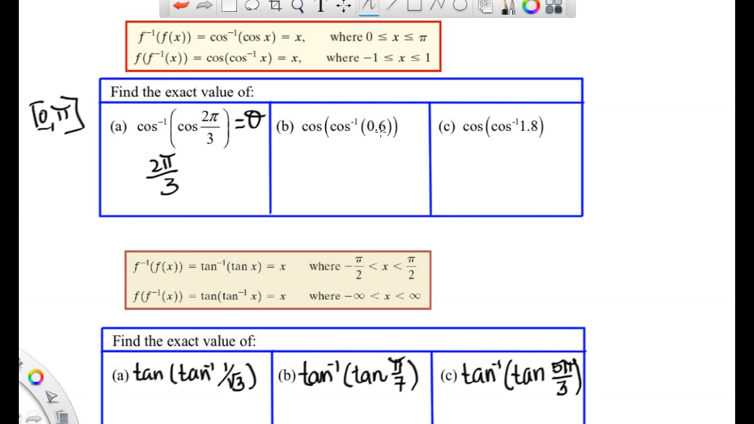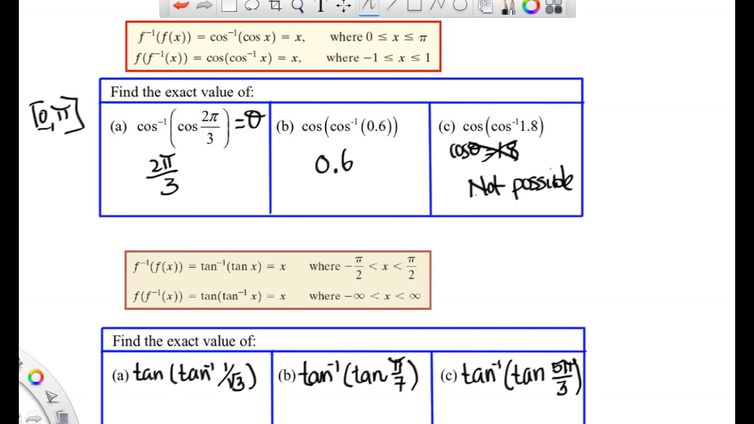The inverse cosine of 0.6, then take the cosine. So if this works, it would be 0.6, which is an answer that can come out of the cosine. The inverse cosine of 1.8, and then take the cosine, I should get 1.8 back. But 1.8 is impossible to get. There isn't an angle that would give you a cosine of 1.8, so this one is not possible.